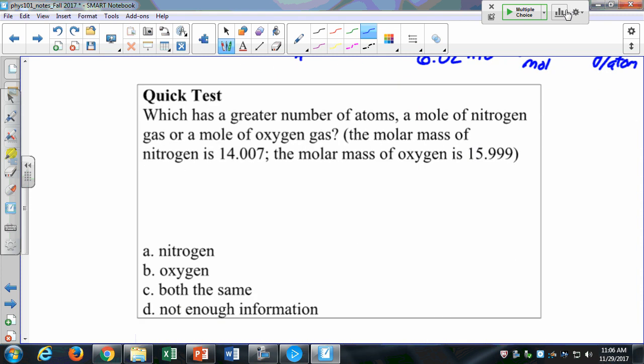I'm going to skip this question. But the greater number of atoms, which is it, the nitrogen or oxygen? They're the same, right? So a mole is a mole is a mole. It doesn't matter about the molar mass. You still have the same number of particles in that. However, if I were to talk about the molar mass, oxygen has more mass in a mole than does nitrogen, right? Because it's C, N, O. Oxygen comes after nitrogen.